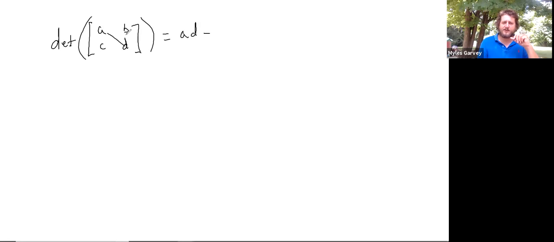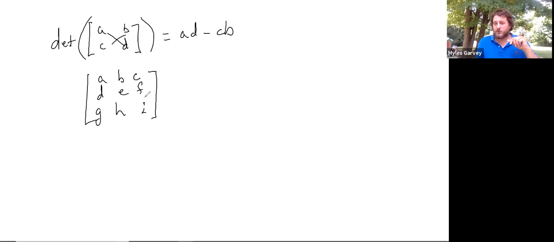So if we have a simple 2x2 matrix, then the determinant of this matrix is the quantity A times D minus C times B. Okay, that's it. That's very easy. Now, things get more complicated when we have matrices of larger sizes. In this case, this is broken down by the following.